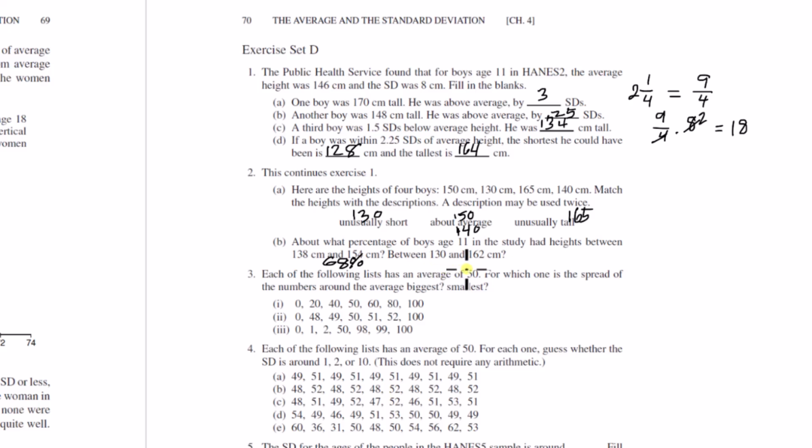All right, what about between 130 and 162? 130 is 16 centimeters below average. 162 is 16 centimeters above. So they're asking how many are within 2 standard deviations. They're not asking how many are between 1 and 2. They're asking how many are within 2 standard deviations total. So anybody that's within 1 standard deviation as well as anybody that's between 1 and 2. Well, we just read that a good general rule is 95%. That's a good assumption you can use.